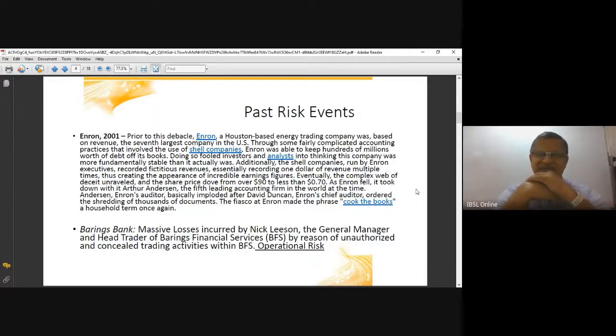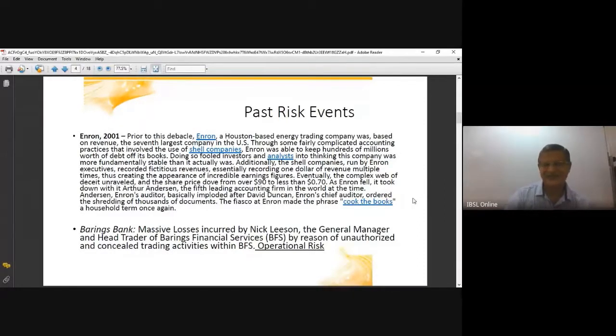When this activity was revealed to the investors, they panicked. They started selling shares, and before they really identified the exact loss, share prices plummeted from $90 to 70 cents. As a result, the company went bankrupt, and in fact, the auditors were sued. Their chief executive was sued, and now they are in jail.